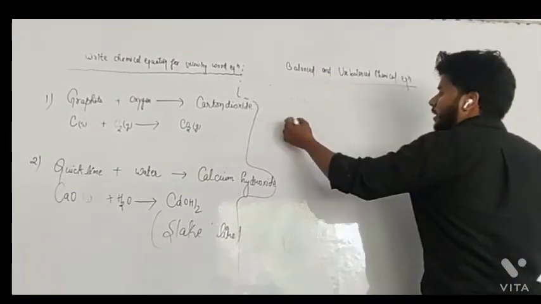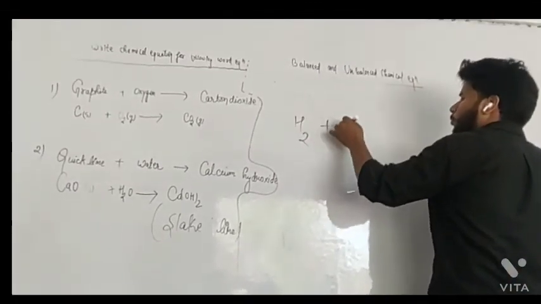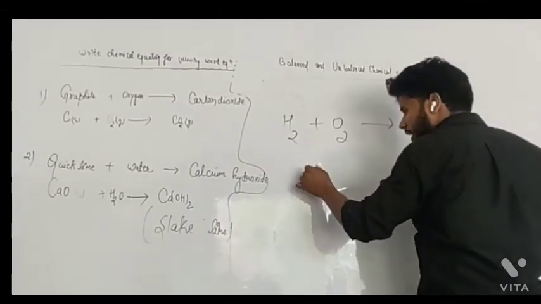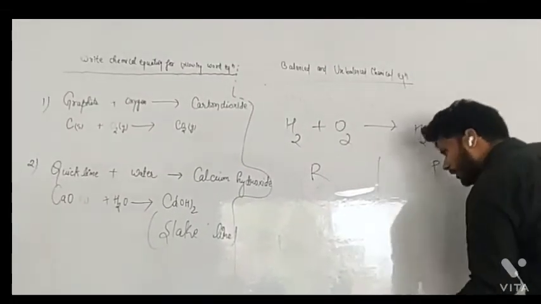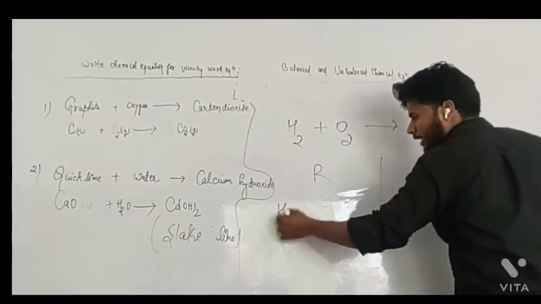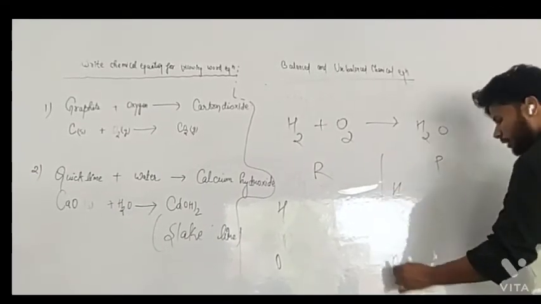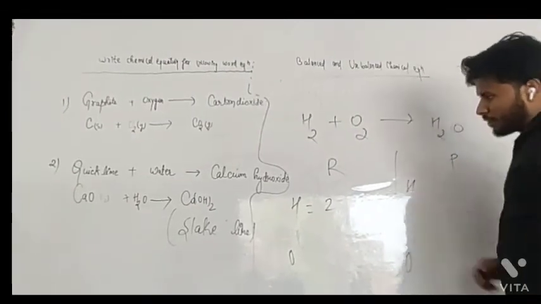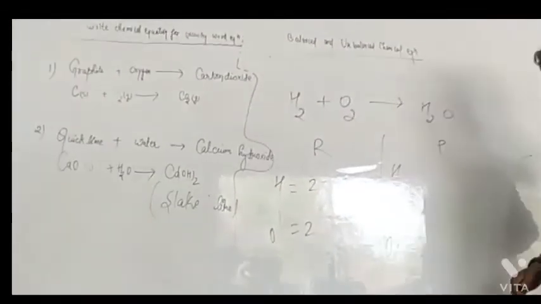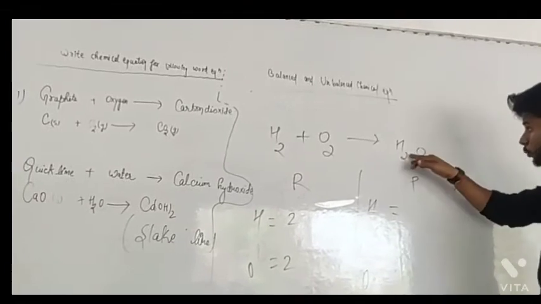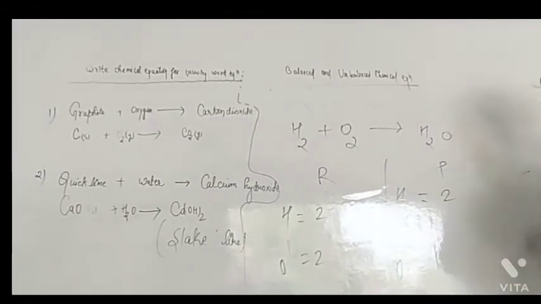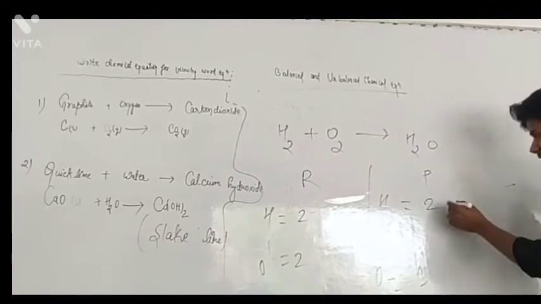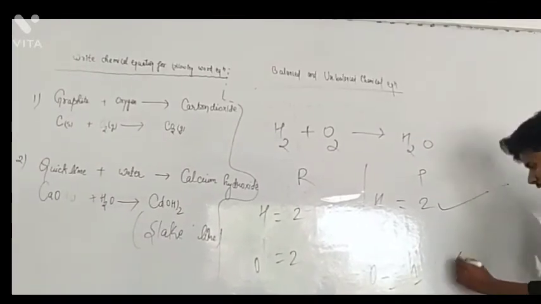Let us recall H2 plus O2 gives H2O. If we look at the reactant and product, there is hydrogen and oxygen on both sides. But in the reactant there are 2 atoms of hydrogen and 2 atoms of oxygen, while in the product 2 atoms of hydrogen are there, but only 1 atom of oxygen is there.